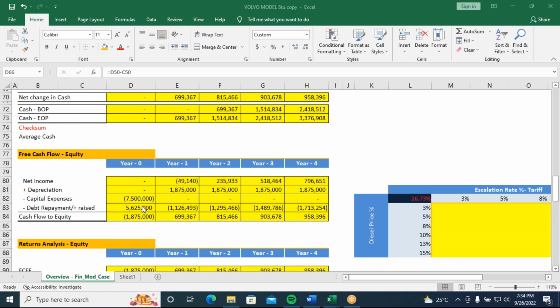Okay, free cash flow equity. You have to just take the values which have already been calculated and put them under this.